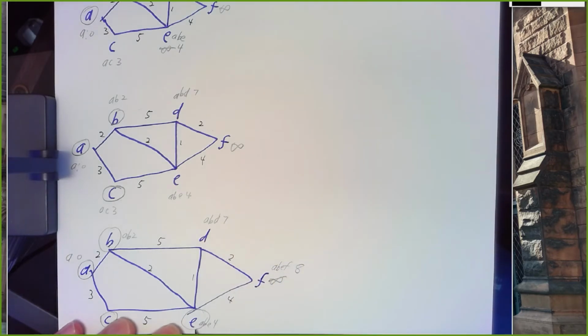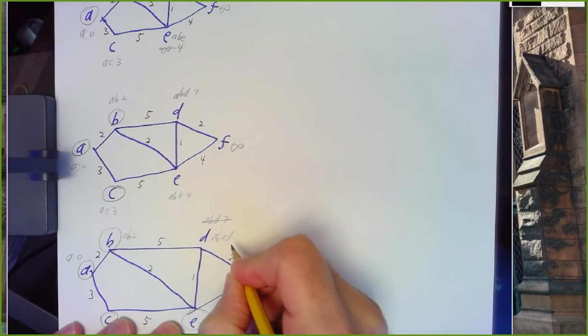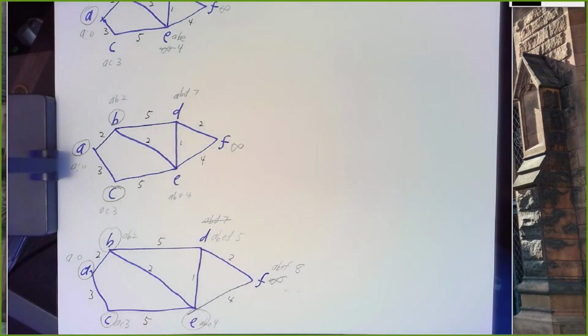And E is a distance of 4, 1 more gets us to D, 4 plus 1 is 5, that's better than 7. So we're going to relax this too, and we're going to say A, B, E, D, and that's a distance of 5. Right? And we found a path to F with a distance of 8, from A to B to E to F. But until we mark this node as visited, we don't know that that's a shortest path. And in fact, it's not.